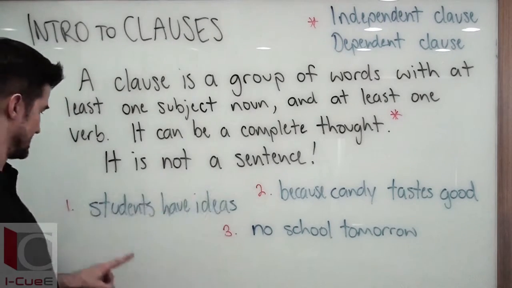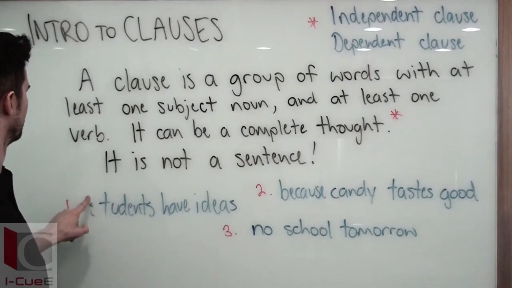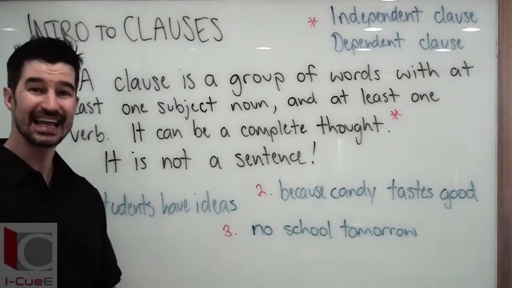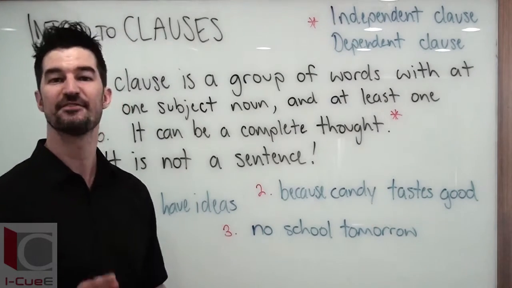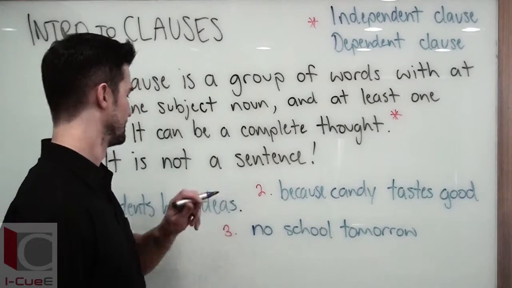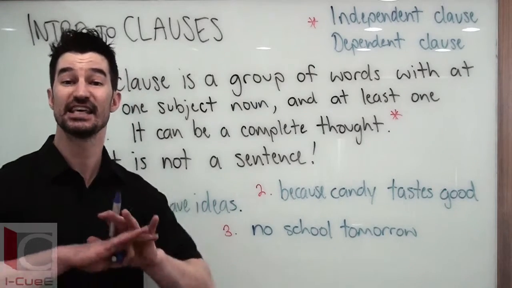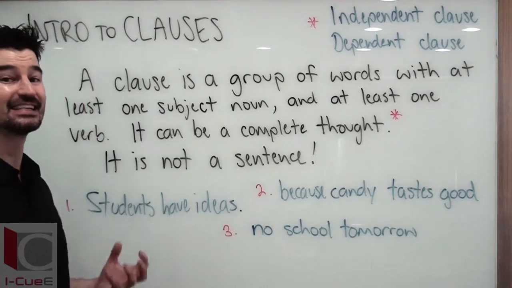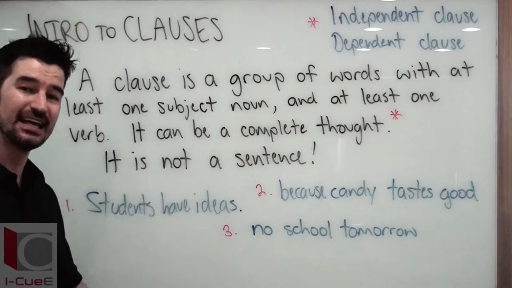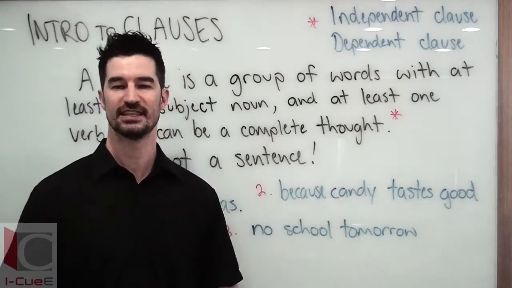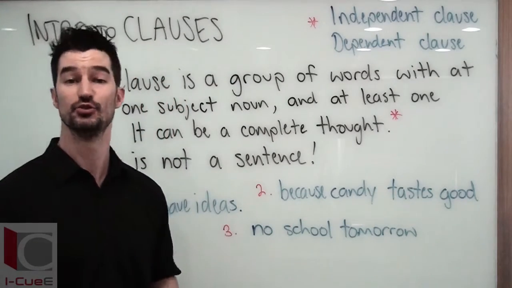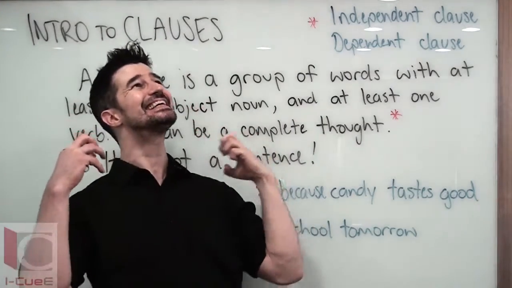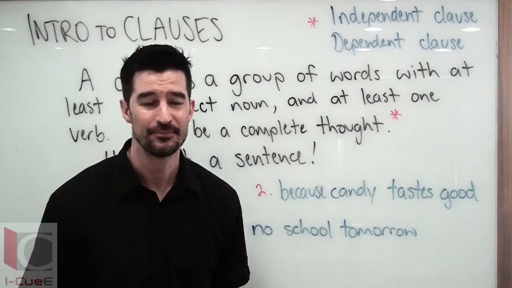First of all, sentences have to start with capital letters. Second, sentences have to end with some kind of punctuation. That is the only difference between independent clauses and sentences. Sentences have capital letters at the beginning and specific punctuation at the end. Independent clauses do not.